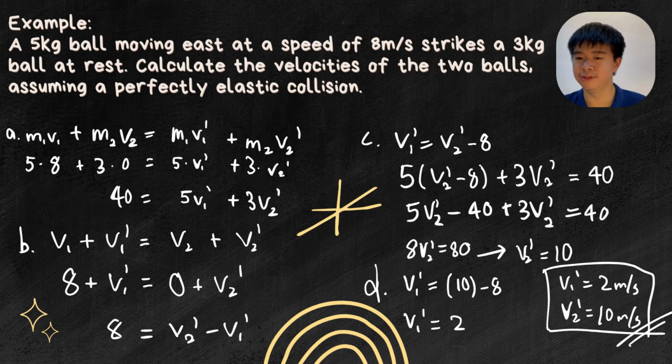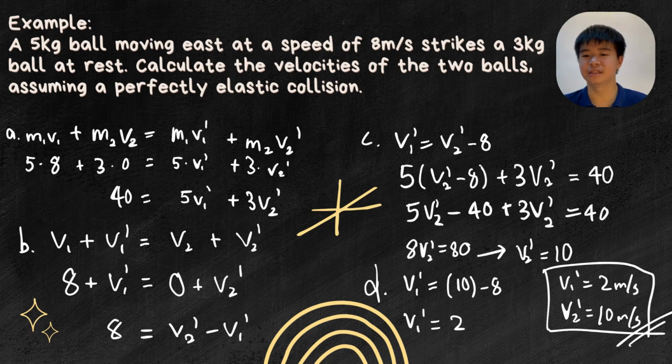So in order to solve it, I will use a substitution method in this. And the first equation is derived from the equation at letter B, where final V1 is equal to final V2 minus 8. And substituting that into the equation we got at letter A, you get that 5 times the quantity of final V2 minus 8 plus 3 times the final V2 is equal to 40. After equating it all, you will get that V2 is equal to 10.